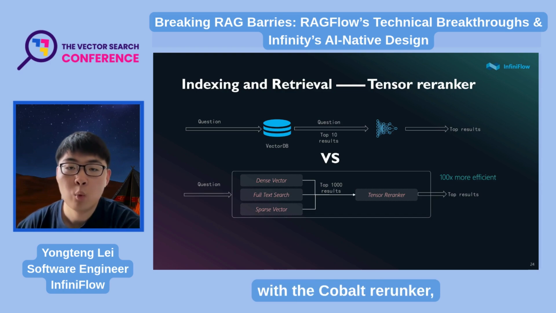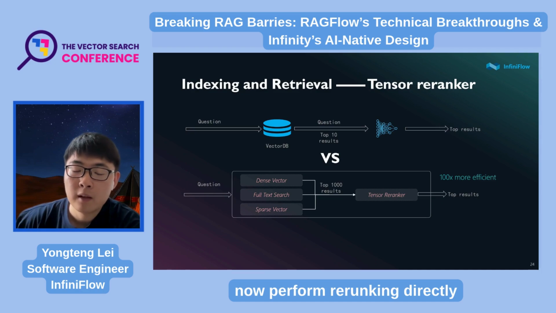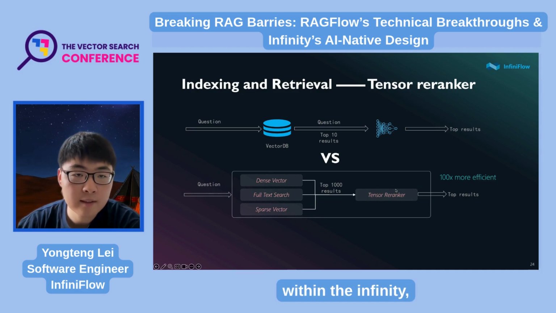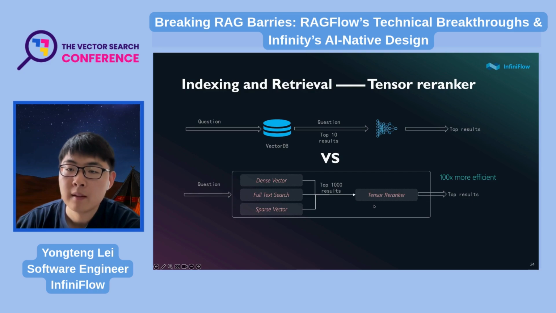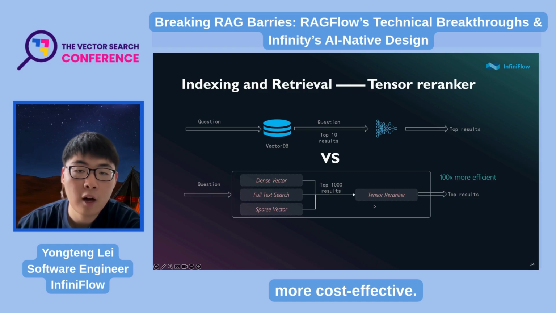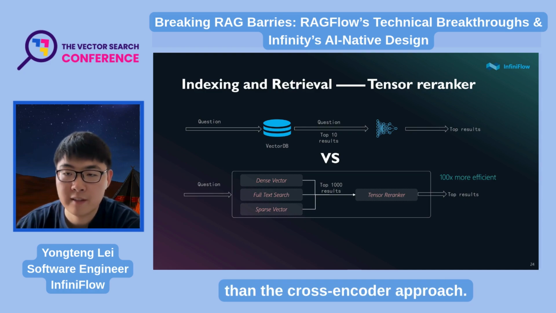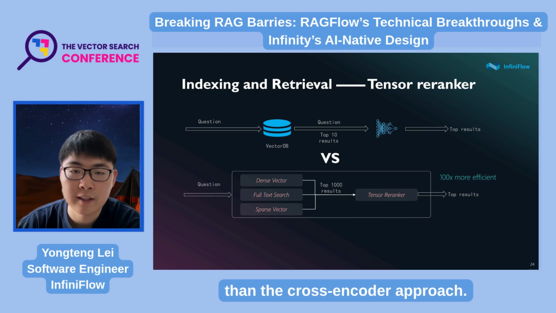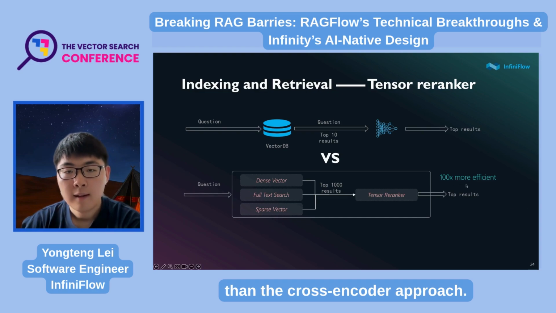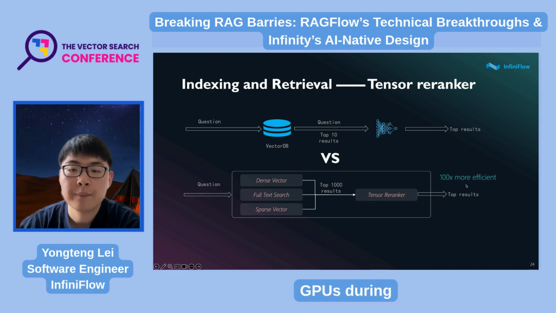However, with the Cobalt ranker, we can now perform re-ranking directly within Infinity, which is significantly more cost effective, approximately 2 orders of magnitude more efficient than the cross encoder approach. This even eliminates the need for GPUs during online retrieval.